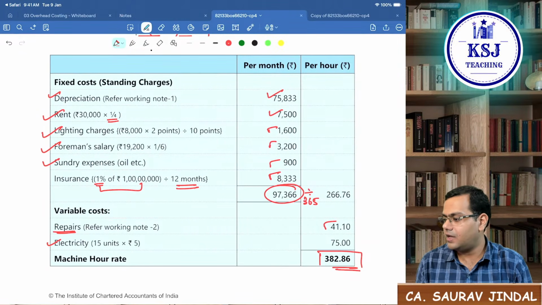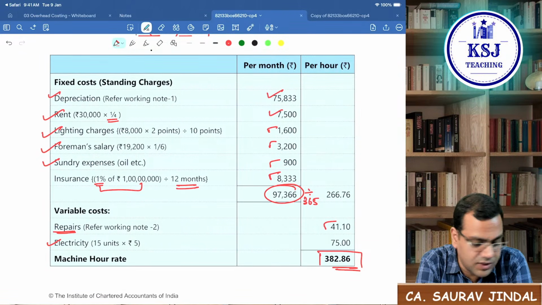Is this question clear? Go through this question and see if you have any doubts in this. Then we will move to the next one.